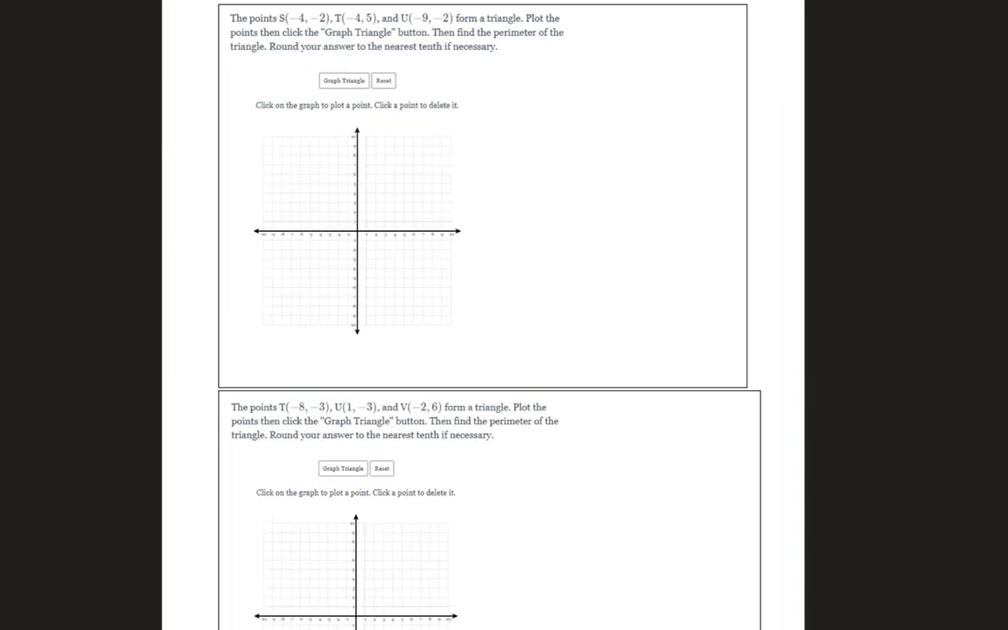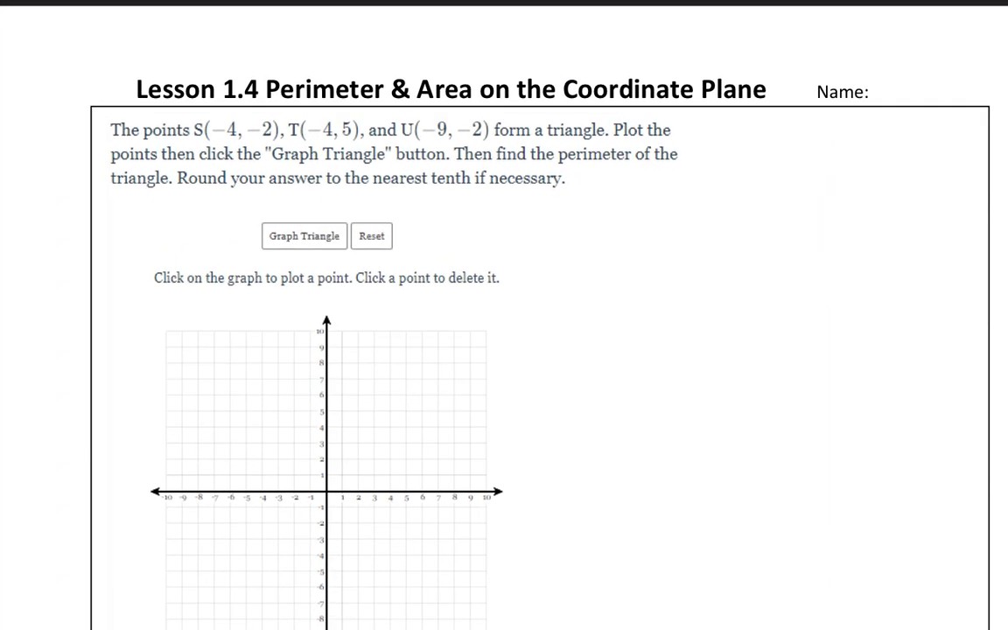All right, kiddos, now that we got that, let's make this happen right over here. This should go even smoother, hopefully. This one says these points form a triangle. We want to find the perimeter of the triangle. So once again, let's talk about how we need to find perimeter.